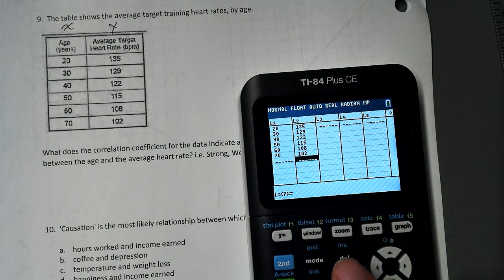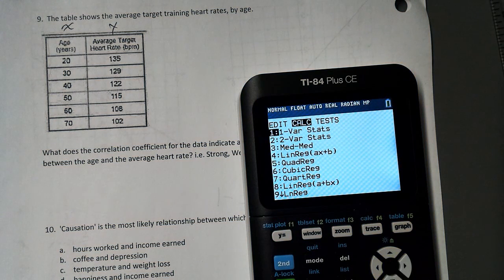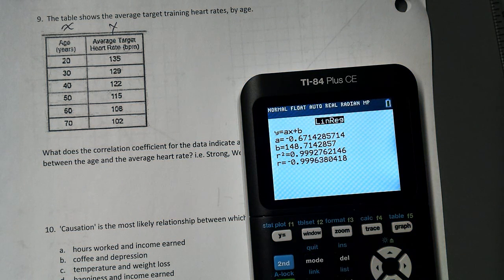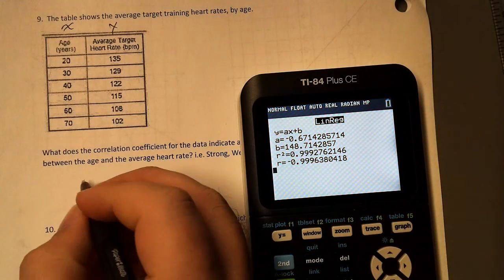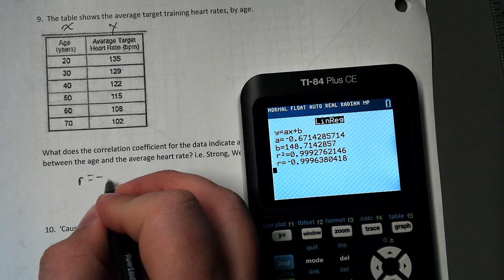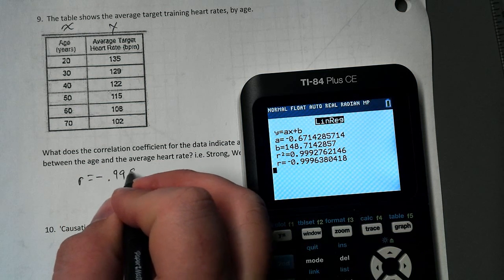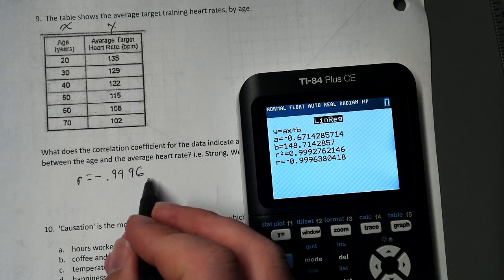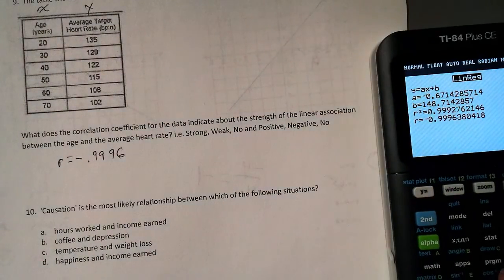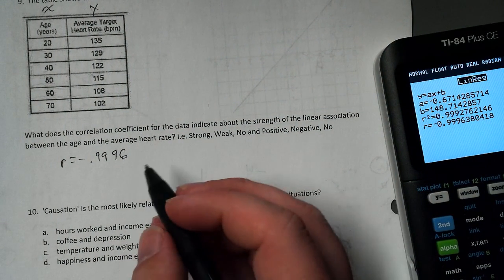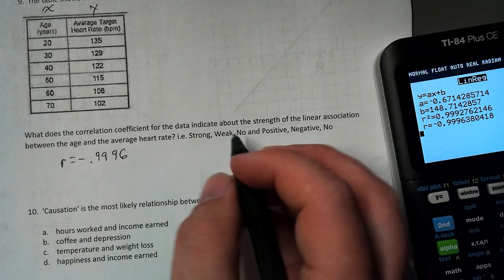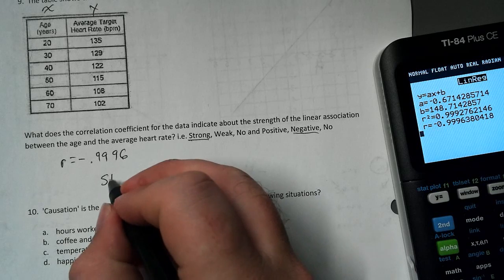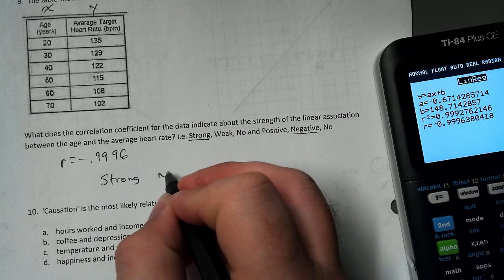After you have your data inputted, go back to Stat, Calc, go down to Linear Regression, number 4, go down to Calculate, and we're looking at the R value. This R value says it's negative 0.9996. And we could write the rest, but this is plenty. Does this indicate a strong or weak relationship? Well, it's negative, and it's really close to -1. So for this, I would put a strong negative relationship.